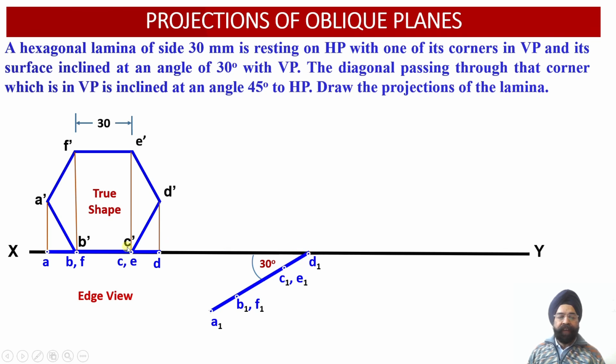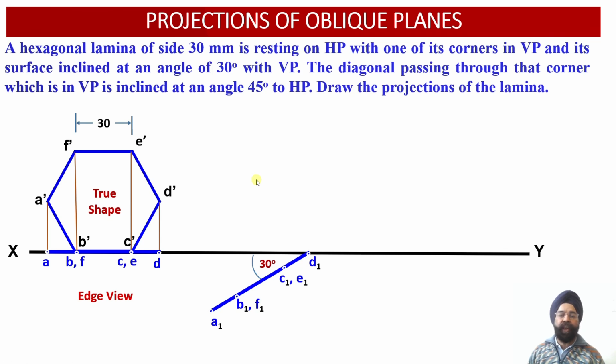Now we have just reoriented or rotated this edge view at an angle of 30 degree. The distances between points D and CE, similarly between CE and BF, and between BF and A, have all been retained here. Having obtained the edge view of the inclined surface of this hexagonal lamina with respect to the vertical plane, we are now required to draw the corresponding front view projections of this lamina.